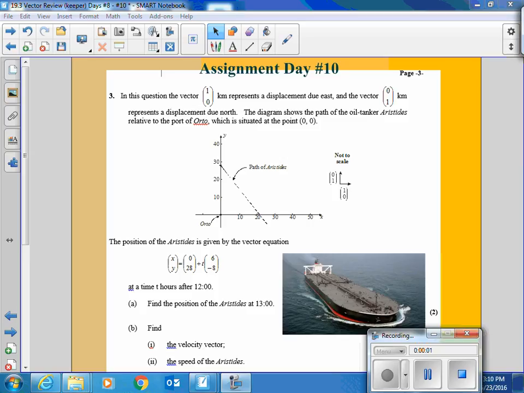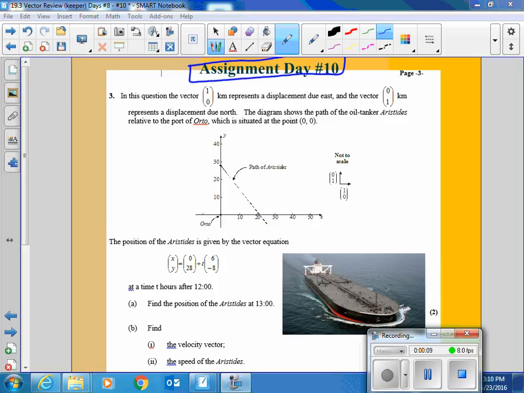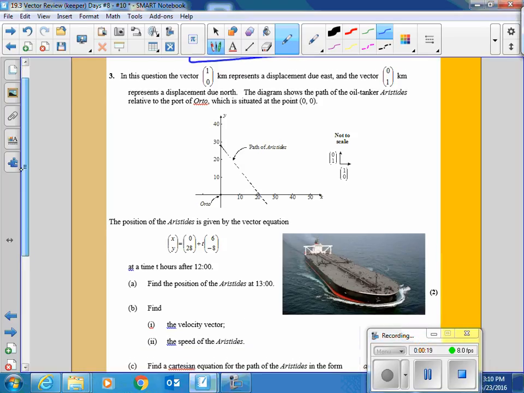This is review for day 10. This is the last of the long vector problems, being able to process vectors in a real sense, turning points into direction vectors into lines. So let's take a look at this one.